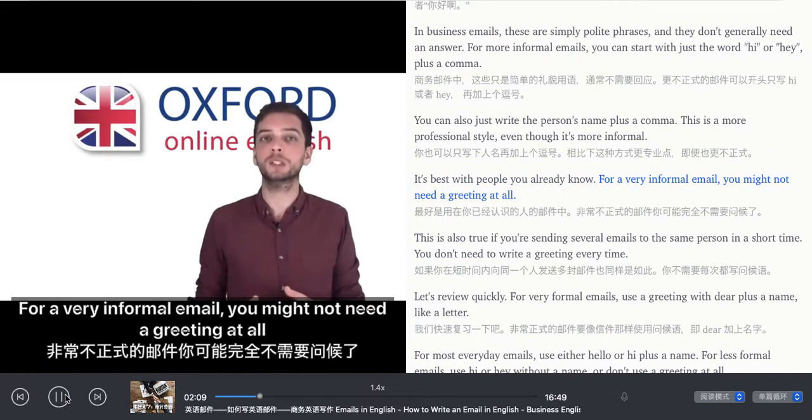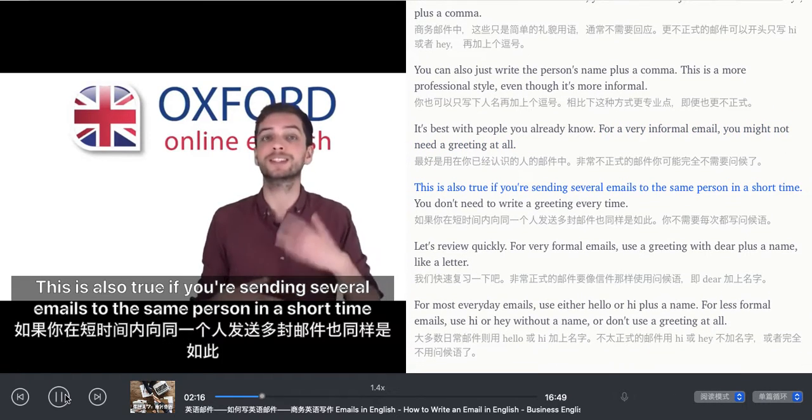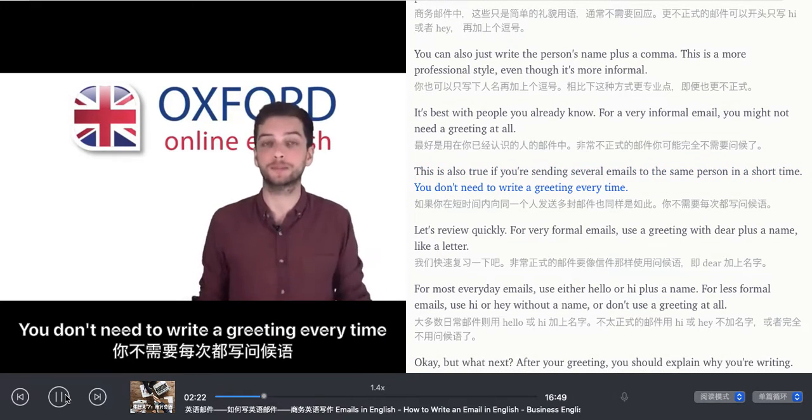For a very informal email, you might not use a greeting at all. This is also true if you're sending several emails to the same person in a short time. You don't need to write a greeting every time.